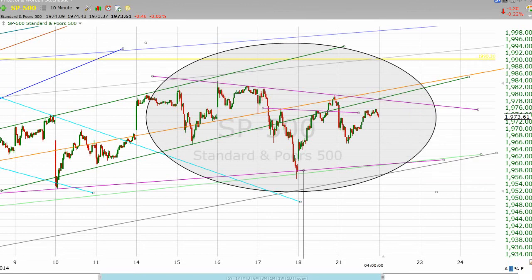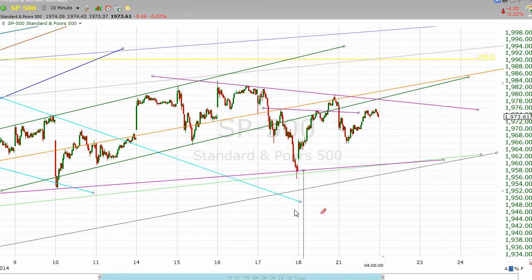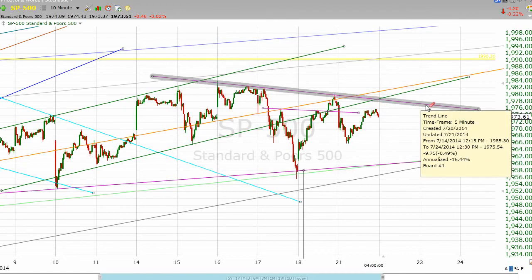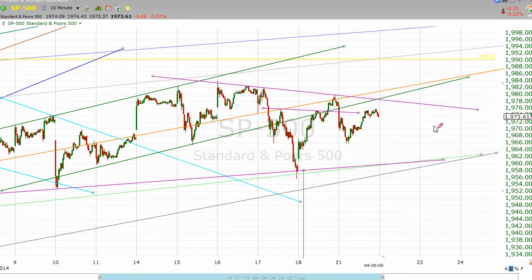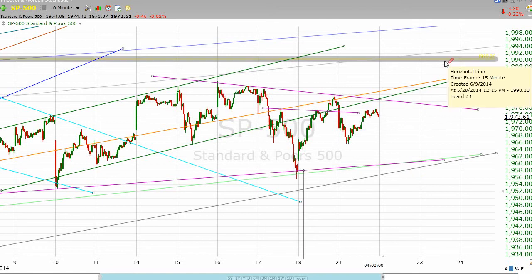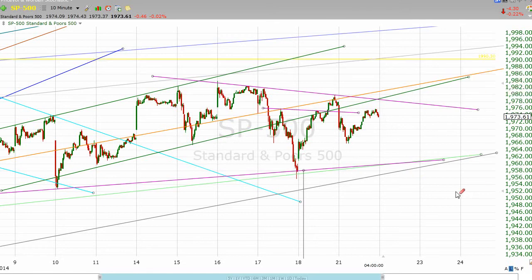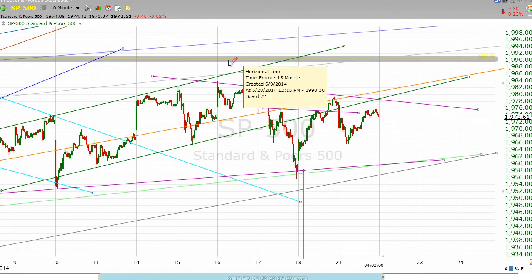Now what makes this whole thing really interesting is the fact that we have some broken support lines that would seem to be saying good luck getting over this resistance line. But I'm not quite ready to throw in the towel yet, because we still have our 1990 target. Okay, and this market has continued to show us a willingness to get onward and upward even when things look a bit weak. So I'm not throwing in the towel on this pattern yet, on that 1990 target.